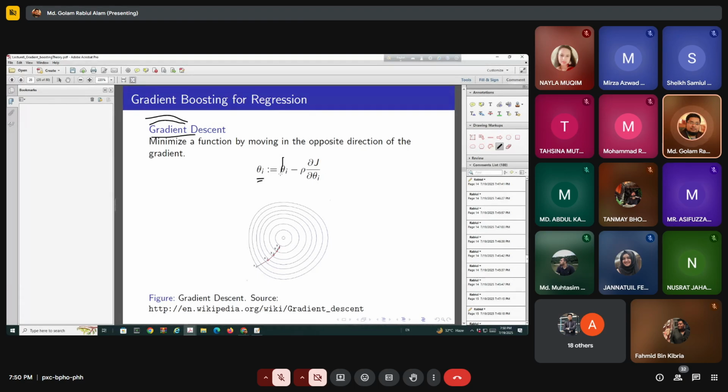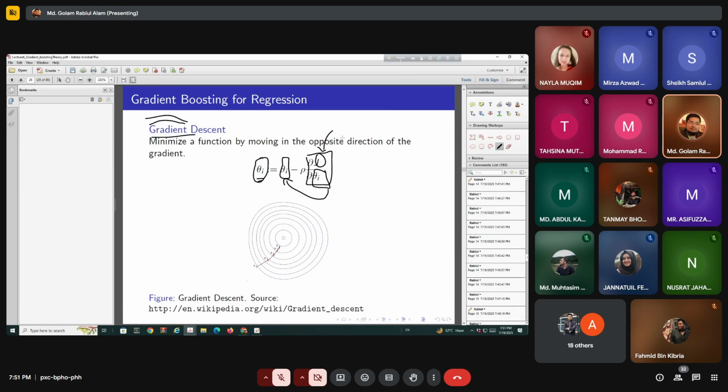Here you can see that this is theta. If we consider theta is our learning parameter, and we need to find the optimal value of theta, then what we usually do is this: theta, and J is our loss function. Usually we take the derivative of the loss function with respect to theta. Then this is called the gradient.